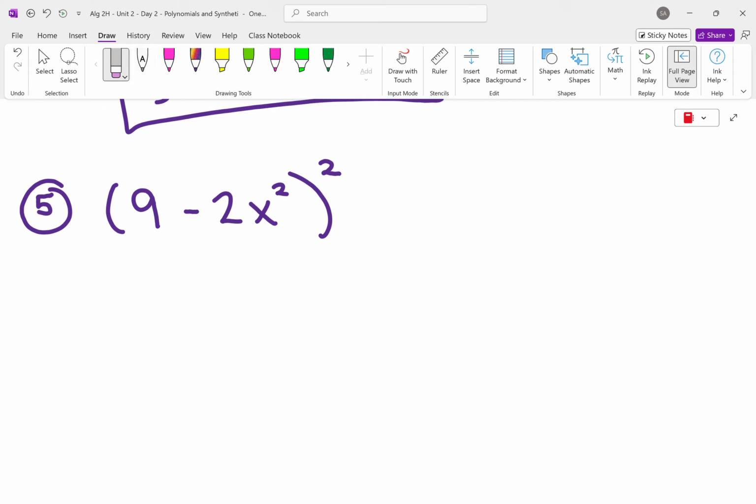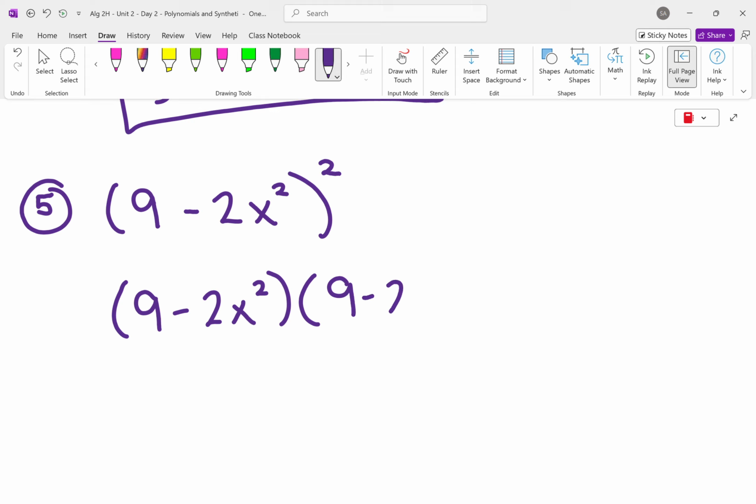Amanda? Because it's a binomial. Excellent, it's a binomial. So we cannot distribute in that exponent. We have to multiply it out. So this is 9 minus 2x squared times 9 minus 2x squared.